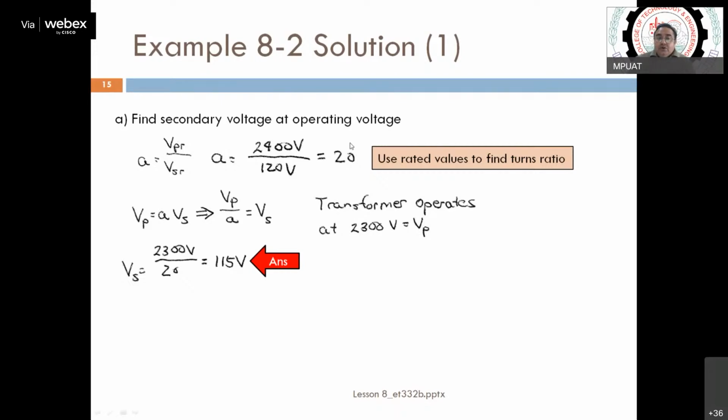Now we know that primary voltage upon secondary voltage is the turn ratio. We have to find the secondary voltage, which is nothing but V primary divided by turn ratio. The primary is operating at 2300 volts, not at 2400 volts. 2300 divided by 20, so the secondary will operate at 115 volts, but it will not operate at 120 volts. Is it clear or not?